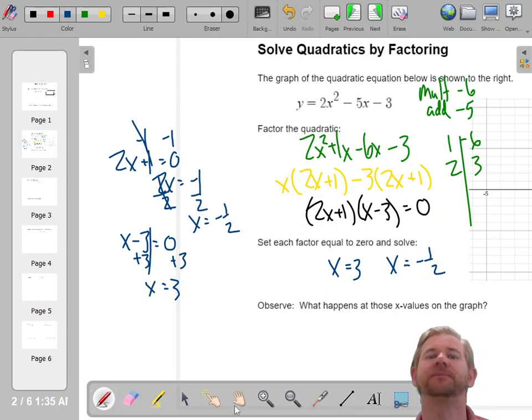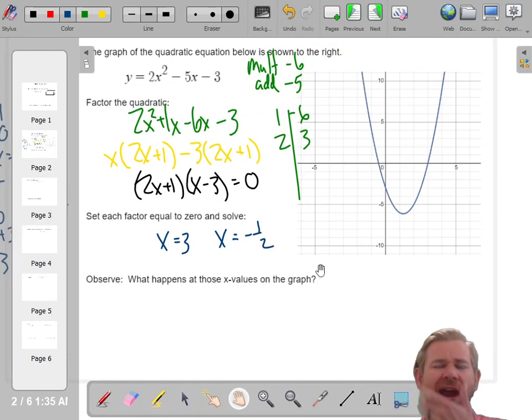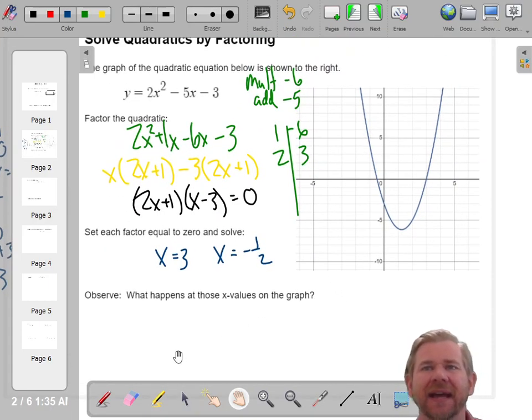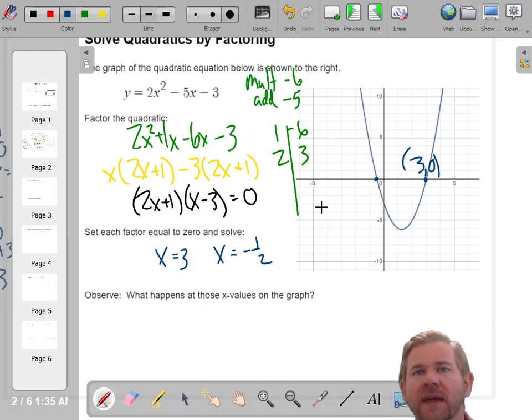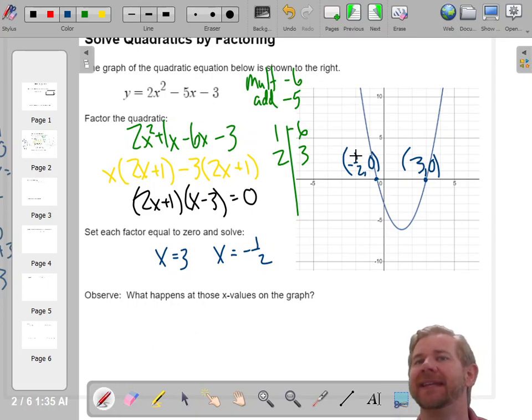Now if you look at the graph, what do we just find? x equals 3: 1, 2, 3. Oh, that's right there. That's (3, 0). Right there, that's negative 5, negative 4, negative 3, negative 2, negative 1. Oh, that must be negative 1/2, 0. So what we found are the x-intercepts. When you plug in negative 1/2, you will get 0. When you plug in 3, you will get 0. Well, that's where it crosses the x-axis.